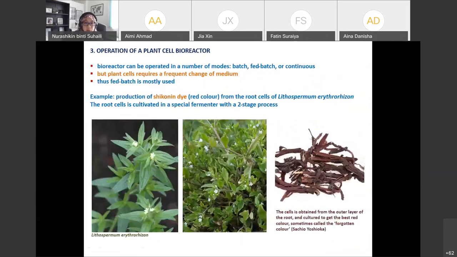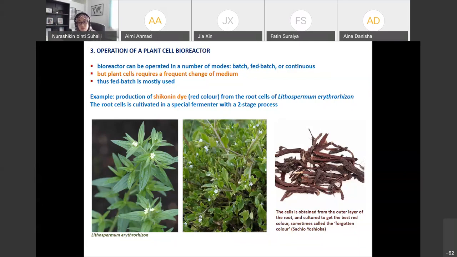Okay, operation of the plant cell bioreactor. It can be operated in a number of modes. So in the first lecture, we talked about batch, fed batch, and continuous, right? So batch is when you put the things and you let the things grow. You don't insert anything during the cultivation. For fed batch, you add media from time to time. Within a certain time interval, you add fresh media, but you don't take anything out. You don't harvest the product yet.